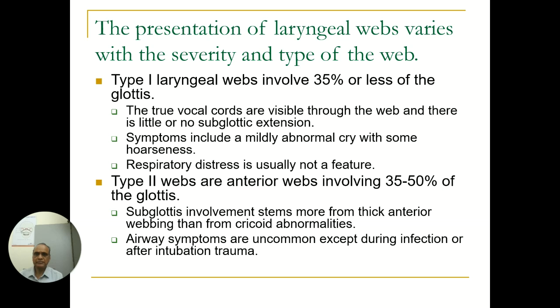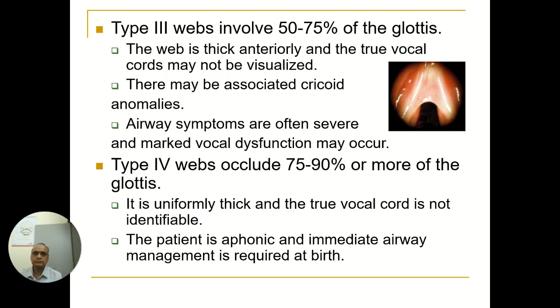Coming to type 2 webs, or anterior webs, they involve 35 to 50% of the glottis. Subglottic involvement stems more from thicker anterior webbing than from cricoid abnormalities. Airway symptoms are uncommon except during infection or after intubation trauma. Type 3 webs involve 50 to 75% of the glottis. The web is thick anteriorly, and the two vocal cords may not be visualized, which shows that it is a thick web and more of a tough tissue. They may be associated with cricoid abnormalities. Airway symptoms are often very severe, and marked vocal dysfunction can happen.